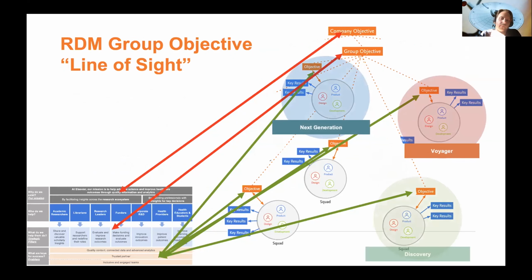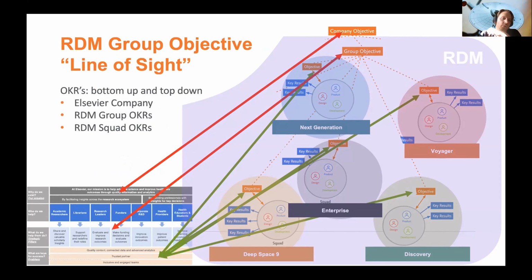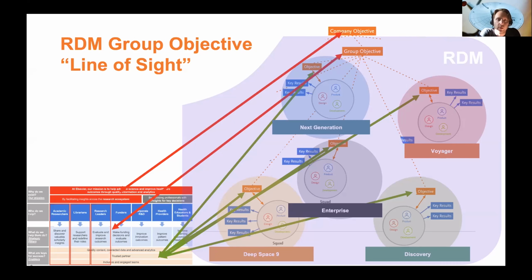So RDM, 5 squads, bottom up and top down, aligned to the Elsevier company. They have group OKRs and they have squad OKRs. So on the top, Elsevier, group objective, RDM, and then we have the squads. This is what we show to everybody else, the way that your line of sight actually works from an OKR perspective, right? So the work that you do, RDM is focused on academic researchers, librarians, and research leaders. We're in the bucket of researchers, right? So we're facilitating insights, and in the end, on the top, we have the mission to improve health and outcomes through quality information and analytics.